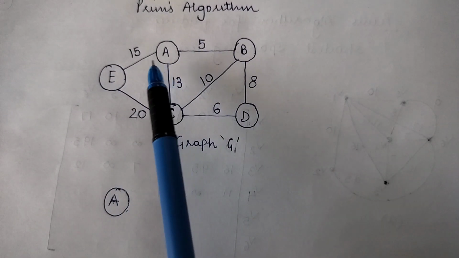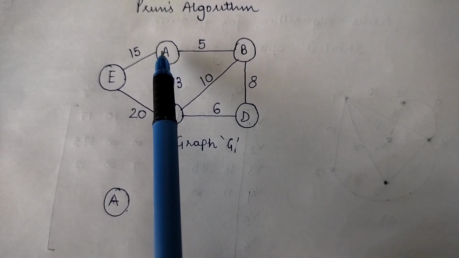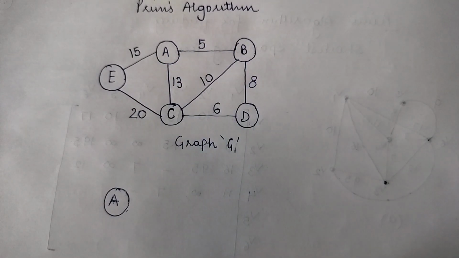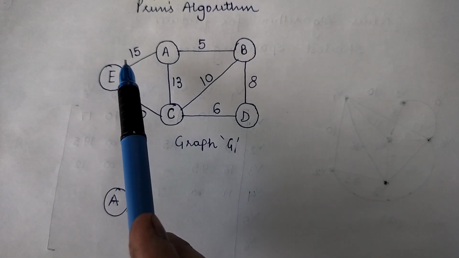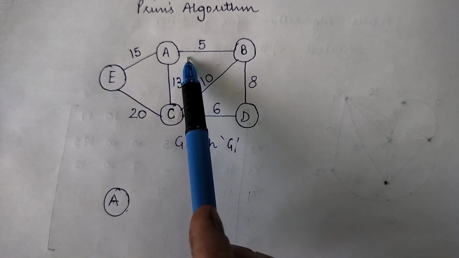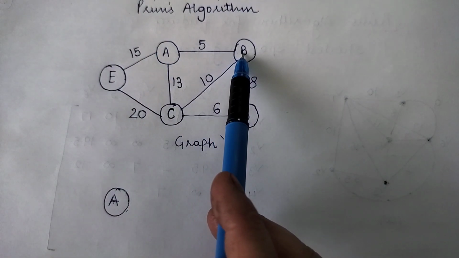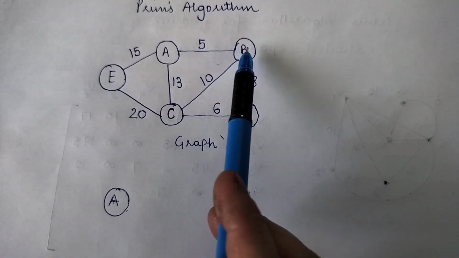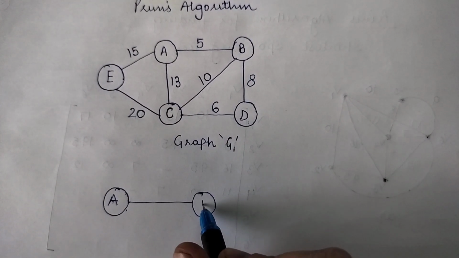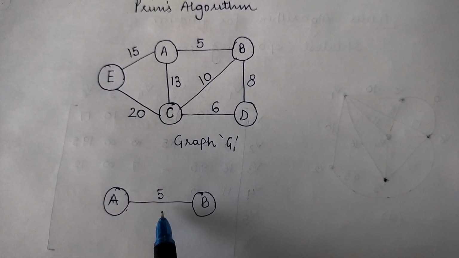Now, out of these three vertices B, E and C, I have to see that starting from A, what is the minimum cost of reaching any other vertex. Now, you can clearly see the cost of reaching from A to E is 15, the cost of reaching from A to C is 13, and the cost of reaching from A to B is 5. So, clearly the minimum cost of reaching from A to any other vertex is 5, which is from A to B. So I will choose this vertex. So the path A to B and the cost is 5.